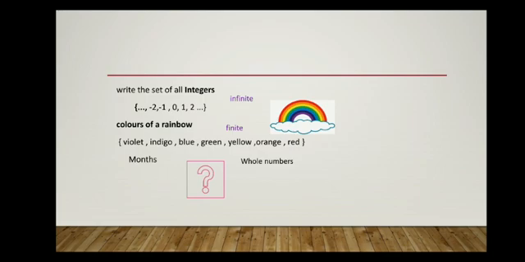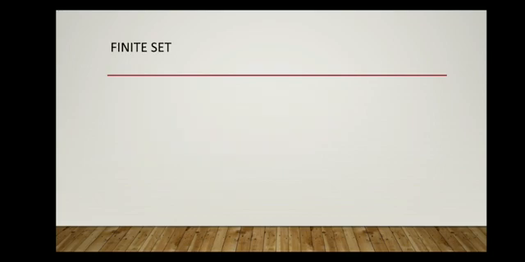When you consider months, we can list down the elements. We know that there are only 12 months. So the set of months in a year is having a finite number of elements, so it is a finite set. But when you consider whole numbers, meaning numbers starting from 0, 1, 2, 3, etc. till infinity, right? There are infinite number of elements in this set of whole numbers. So the set of whole numbers is an infinite set. So we'll see now what is a finite set.